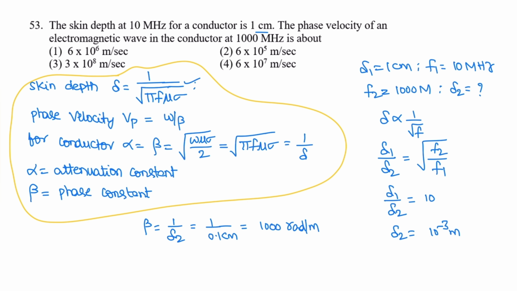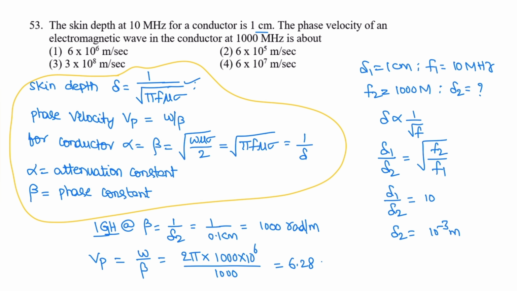So this is the phase constant at 1 gigahertz or 1000 megahertz. Now phase velocity Vp is equal to omega by the phase constant at 1 gigahertz. Omega is 2 pi f, that is 2 pi times 1000 into 10 power 6, that is 1 gigahertz, and beta is 1000. On calculation its value is 6.28 into 10 power 6 meters per second. The correct option is 1.